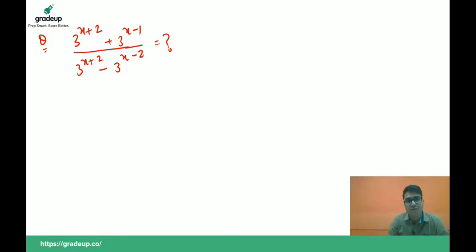Now the question is, you have to find the value of 3 raised to the power x plus 2 plus 3 raised to the power x minus 1, divided by 3 raised to the power x plus 2 minus 3 raised to the power x minus 2. You have to find this value. We all know a formula: a raised to the power n plus m can be written as a raised to the power n and a raised to the power m.